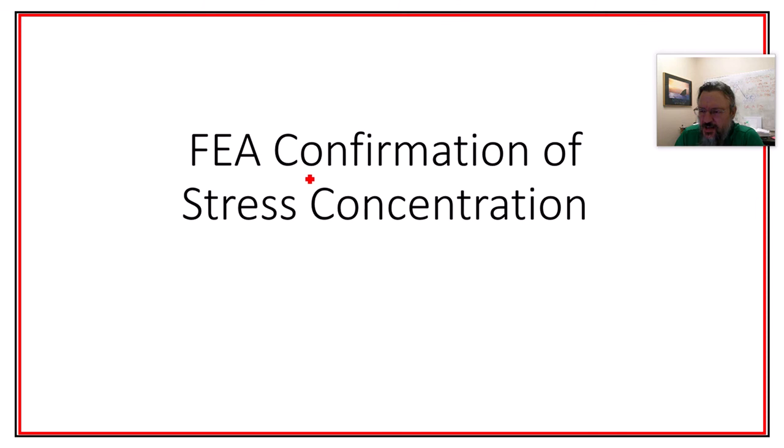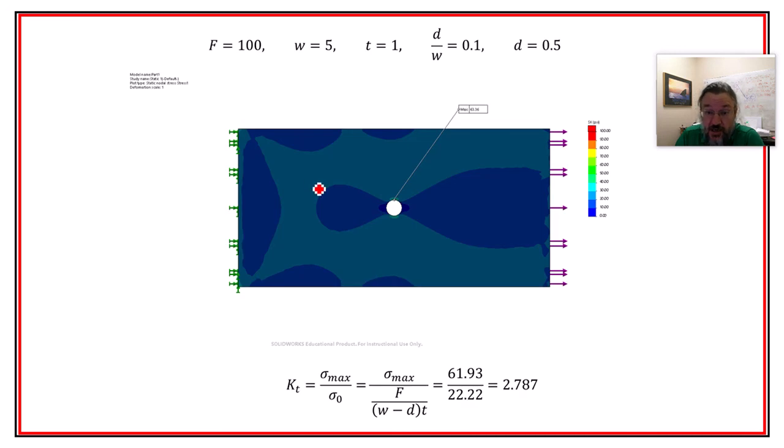But here I ran some FEA on that simple one where we just have a plate with a hole in it in tension, and I just made the hole bigger. I'll put 100 pounds onto it. The width is 5 and the thickness is 1. I picked a D over W of 0.1 on purpose, so I have a hole diameter of 0.5. I find the maximum stress is 61.93.